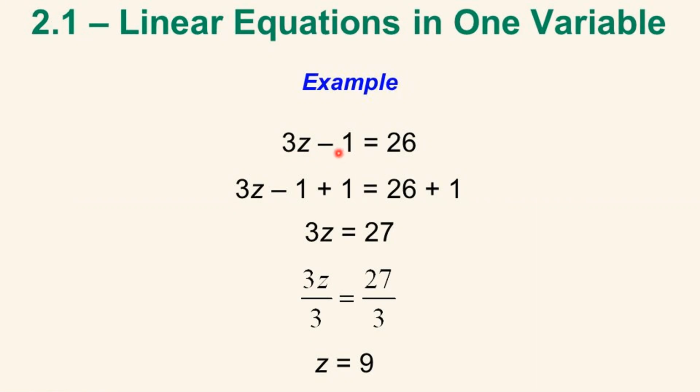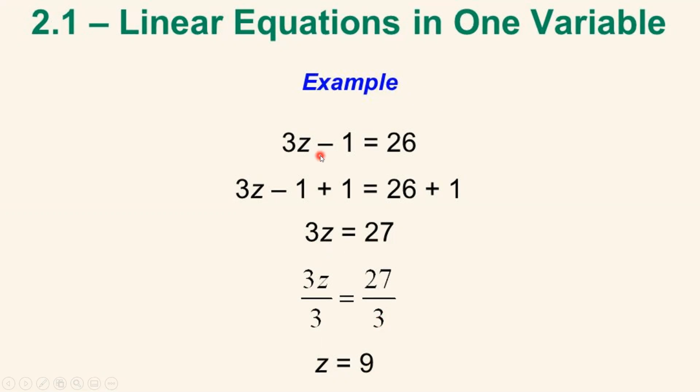So in this case, -1, as you can see, is negative. So I'm going to take it to the other side. It's going to be positive. So when I do that, 3z will be equal to 27. Then I'm going to simplify it. I'm going to divide both sides by 3. 3z divided by 3 is z. 27 divided by 3 is 9.